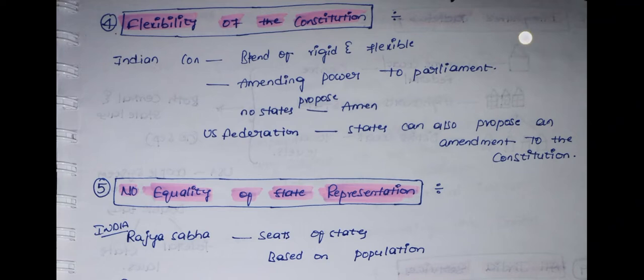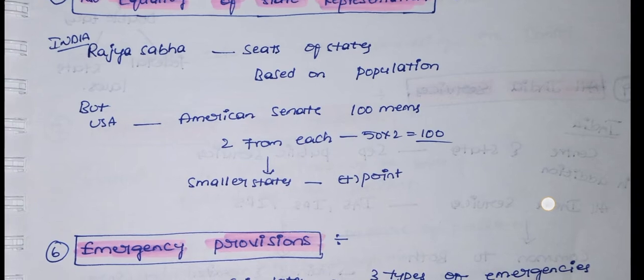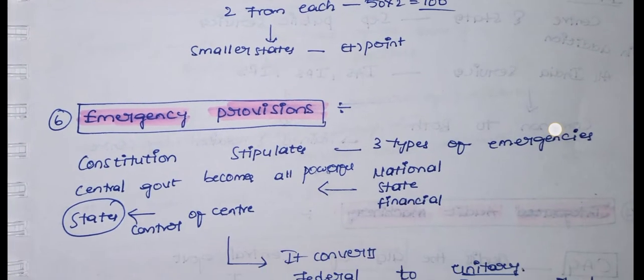No equality of state representation. It means in Rajya Sabha or Lok Sabha, whatever it may be, the seats for the members of the states are based on population. But in the USA, the American Senate has 100 members, two from each state. Whether it is small or big, equality of representation is there. But in India, there is no equality of representation.